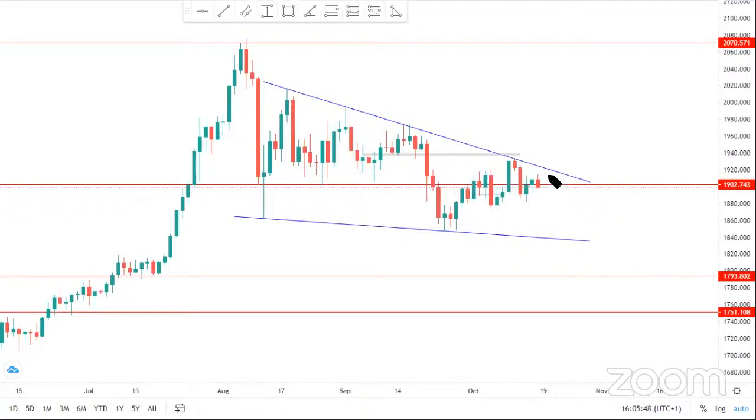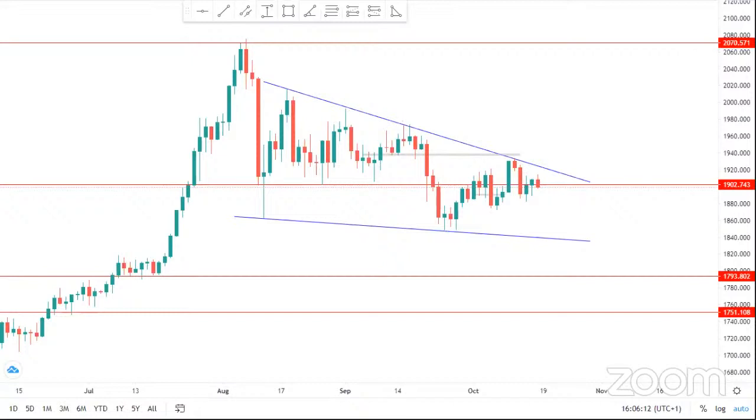If gold can eventually have a close of bar above this dynamic resistance trend line right here, if we can get a close of a healthy bullish bar, then it's going to favor a lot more bullish sentiment on the gold for a continuation of a bullish aggressive rally. So if you want to short the gold at the moment, you've got to be very, very careful.